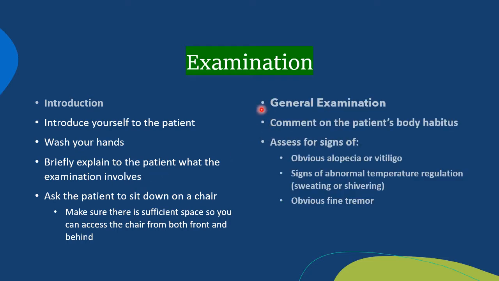Then you go into the general examination: comment on the body status, assess for signs of obvious alopecia, vitiligo, signs of abnormal temperature regulation such as sweating or shivering, and obvious tremors of the hand.